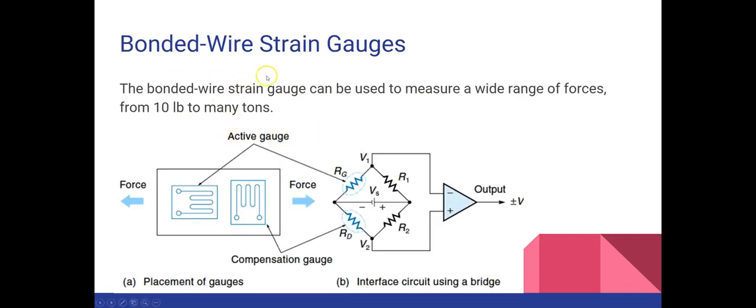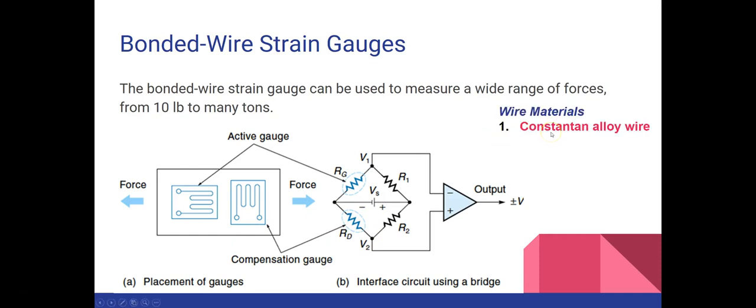Bonded wire strain gauges can be used to measure a wide range of forces, from 10 lb to many tons. They use a special type of material called strain gauge material, and the material construction of the wire directly affects the sensitivity of the strain gauge. Now let's see some example materials which are used in the construction of the strain gauge.